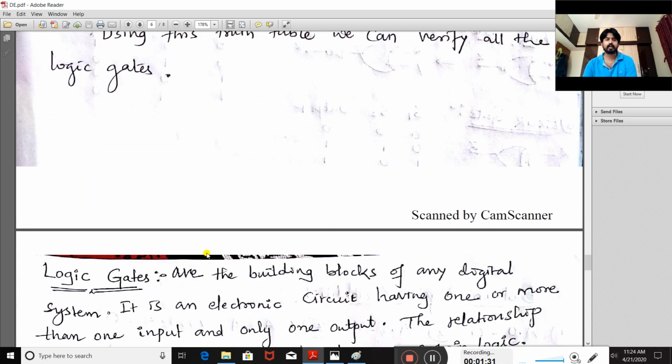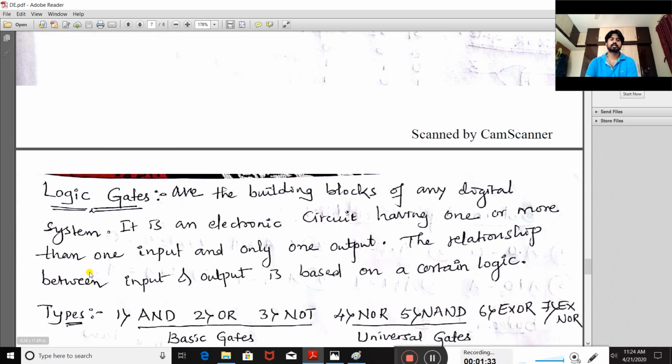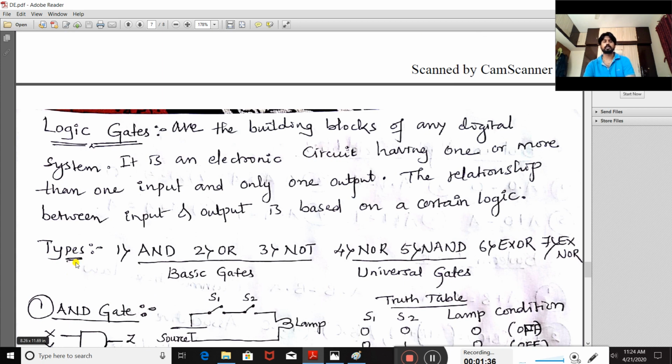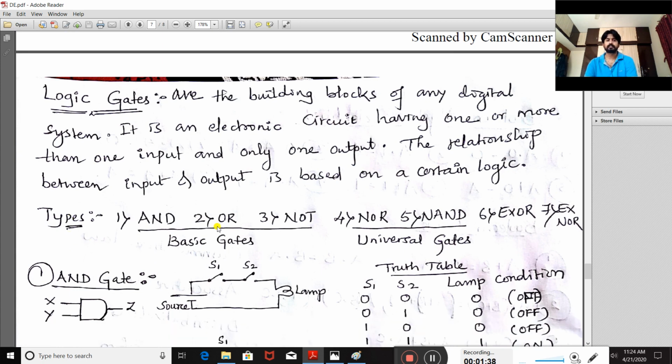Basically, there are 7 logic gates available. Those are the AND gate, OR gate, and NOT gate, and these are called basic gates. Next, the NOR gate and NAND gate. These are called universal gates. And the sixth one is XOR and the seventh one is XNOR. So in total, 7 logic gates are available.